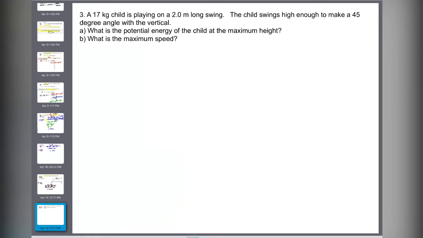Okay, a 17 kilogram child is playing on a 2 meter long swing. The child swings high enough to make a 45-degree angle with the vertical. What is the potential energy at the maximum height, and what is the maximum speed? So you got a child swinging, and the swing itself is 2 meters long. So if this is the starting of the string, if I tell you that this, I'm going to try to draw it better.